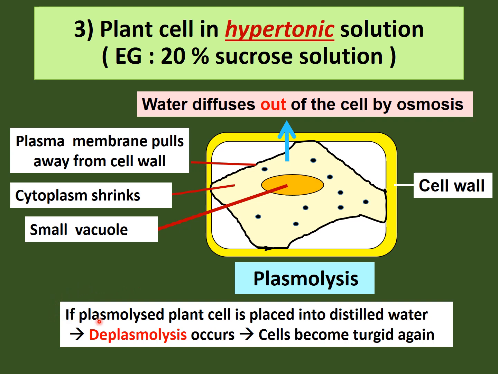However, if the plasmolysed plant cell is placed back into distilled water, deplasmolysis can occur. De- means to take away the plasmolysed condition, right? So deplasmolysis occurs and the cells can become turgid again. The cytoplasm will gain water when it's placed in a hypotonic solution like distilled water, and the vacuole expands back again, and the cell can become turgid once more.